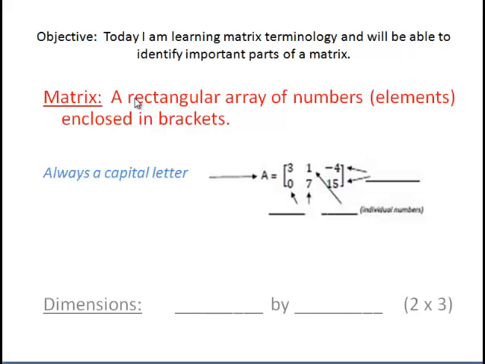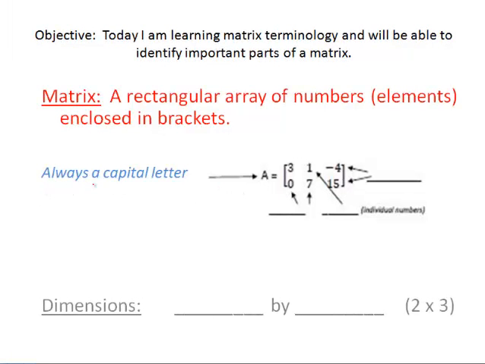So first let's start with the definition of a matrix. A matrix is a rectangular array of numbers that are called elements, and they are enclosed in brackets. So you're going to see something like this down here. Matrix A is this example, and notice that we always use a capital letter when we name the matrix.